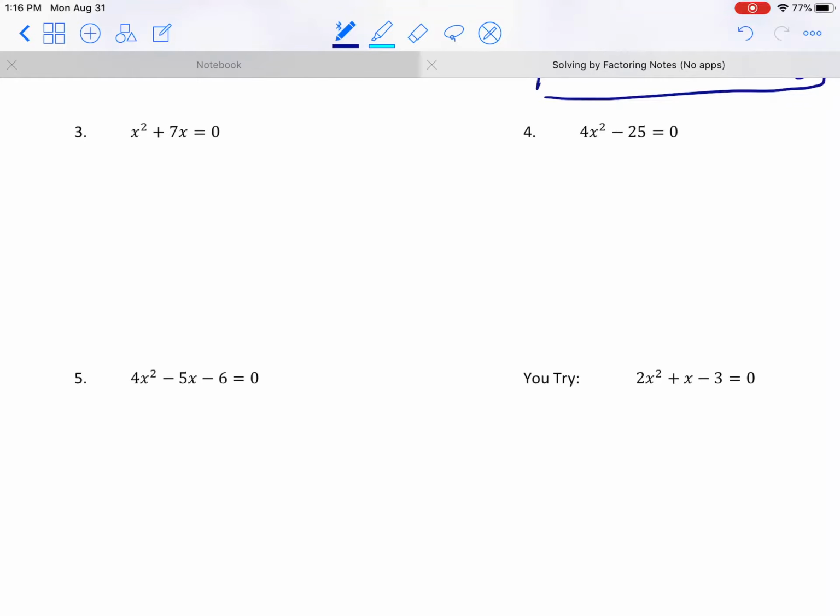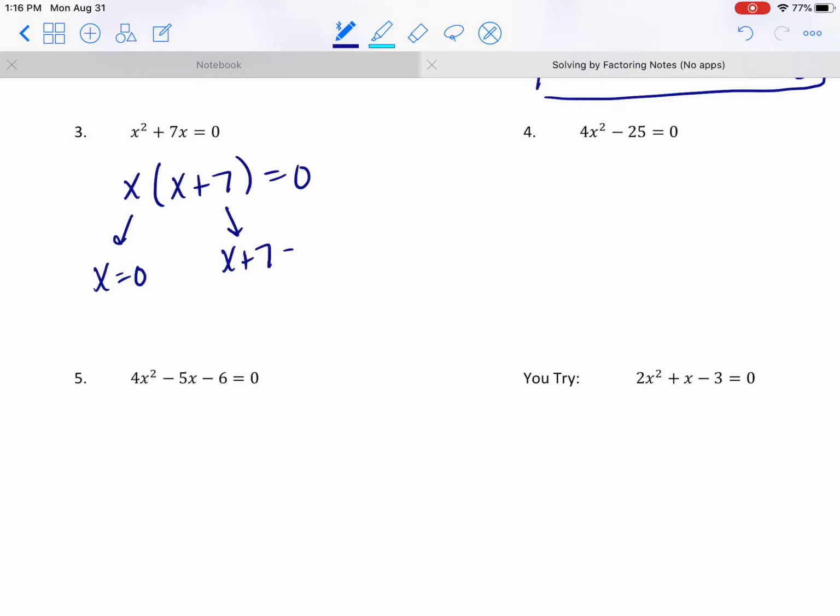And factoring in this case means all we're going to do is take out a GCF. These two terms both have in common an x. So if I factor out the GCF of x, that's going to leave me an x plus 7. And now that it's factored, I just got to make each of those factors equal 0 to make the whole equation equal 0. So x equals 0 is going to have to be one of my solutions.